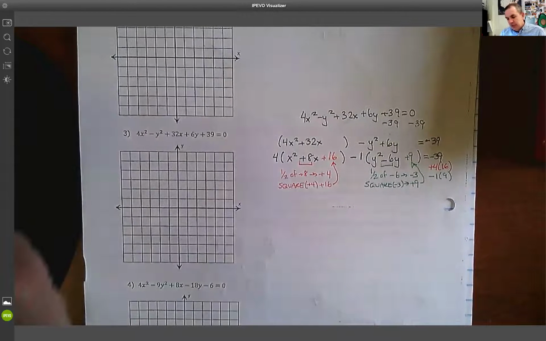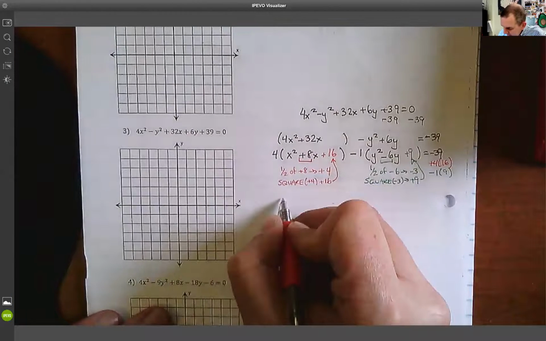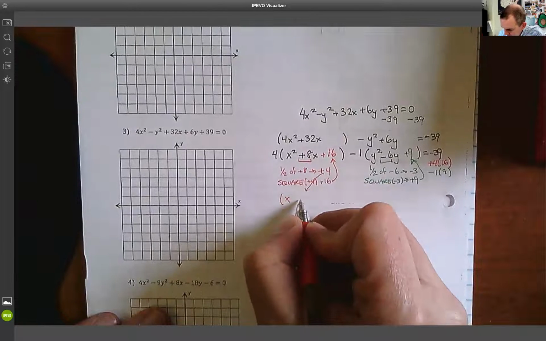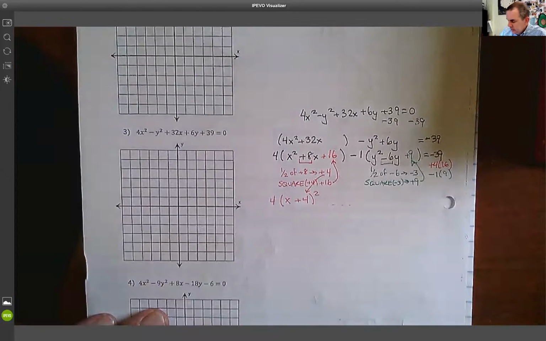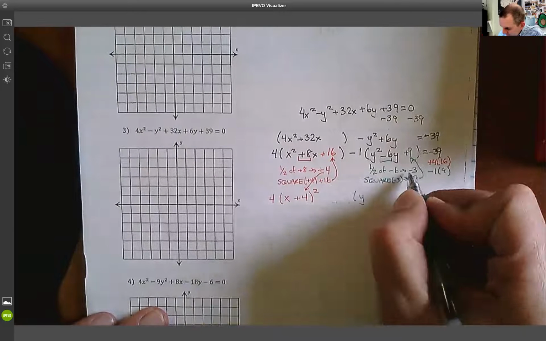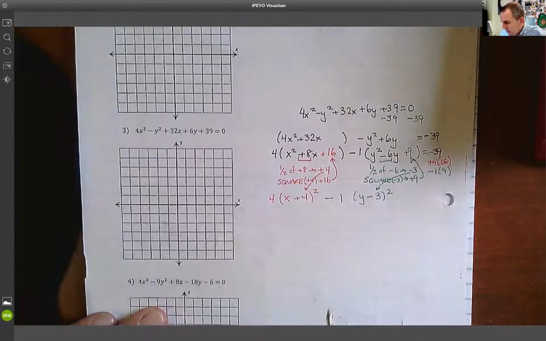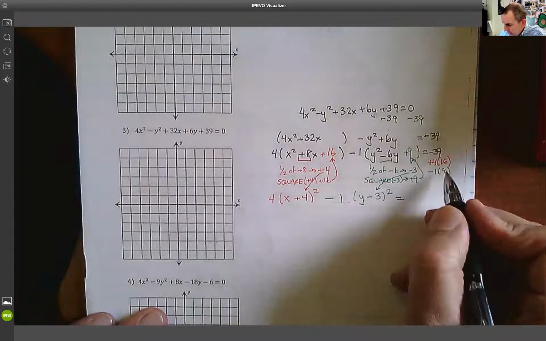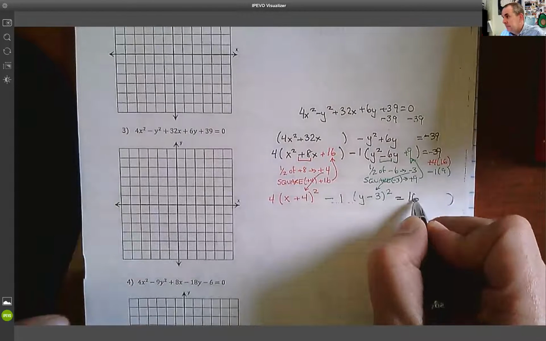And now what we're going to do is actually complete the square. So the way we complete the square is this guy inside the parentheses can now become x. And then that plus 4 comes down, plus 4 squared with the 4 in front of it. This guy is going to become y. Bring the minus 3 down, minus 3 squared with the minus 1 in front of it. And that's going to equal what I put in the calculator, negative 39 plus 4 times 16 minus 9. And that's going to give us a 16.